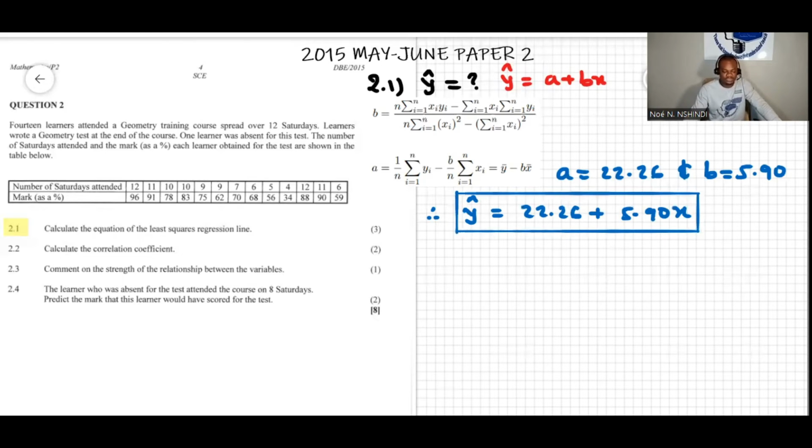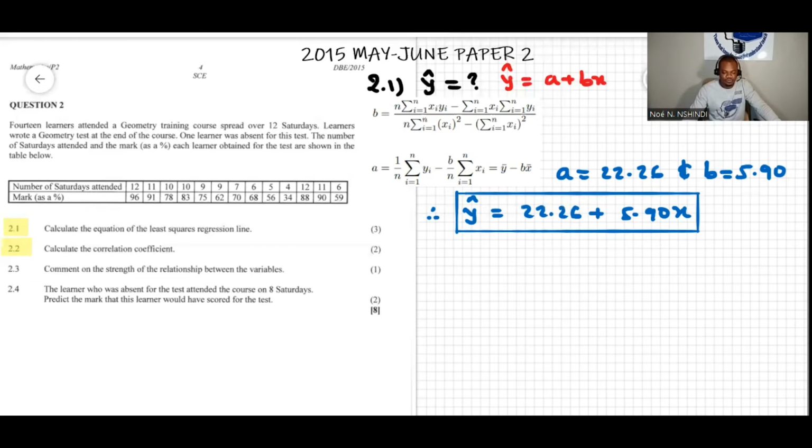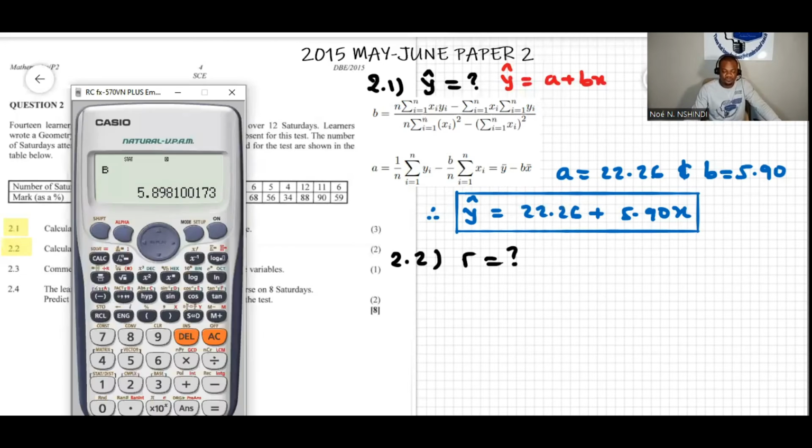Now, the following question is question 2.2. The question says calculate the correlation coefficient. All right, the same way we did, I need to find the correlation coefficient, which is R. I'm going to use a calculator to find R. We press AC over here, and then I press shift, and then we press 1, okay, to get the statistics mode, and then regression 5, and I press 5 there, and then R is there by number 3.